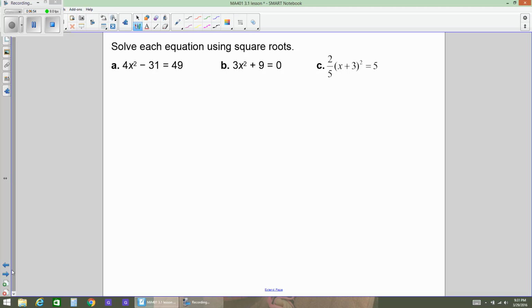Now, solve using square roots. If you look at this, we could graph it if we wanted to, but it's almost easier not to. It says 4x squared minus 31 equals 49. Now there's only one term with an x value, so what I'm going to do is add the 31 to both sides, and I get 4x squared equals 80.